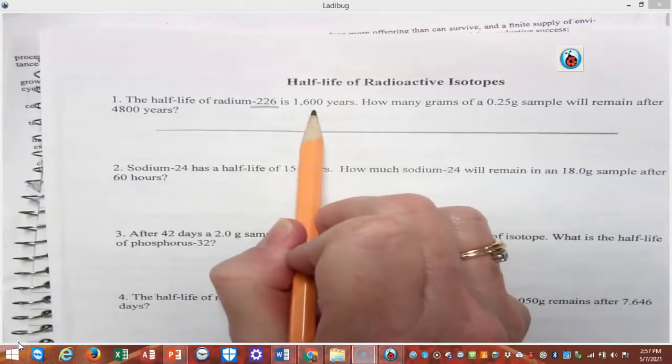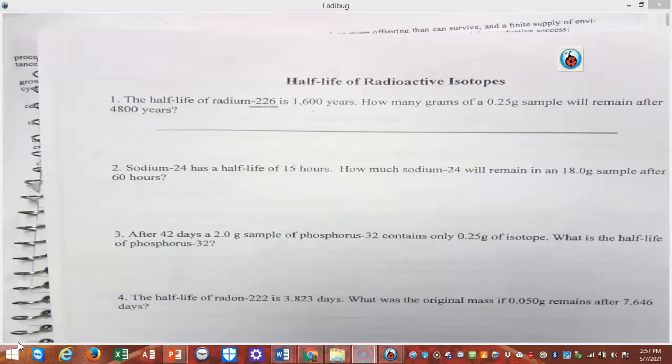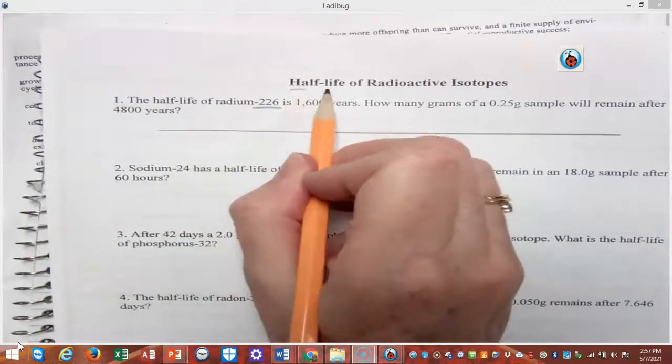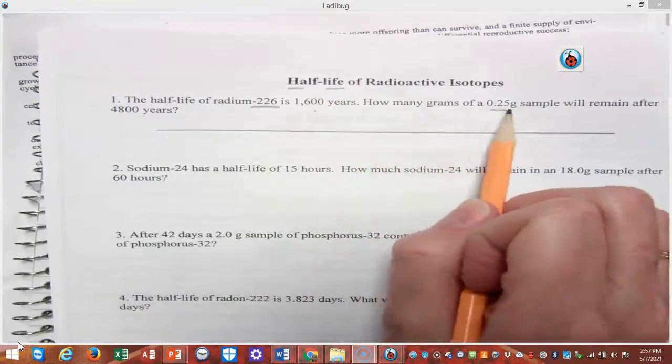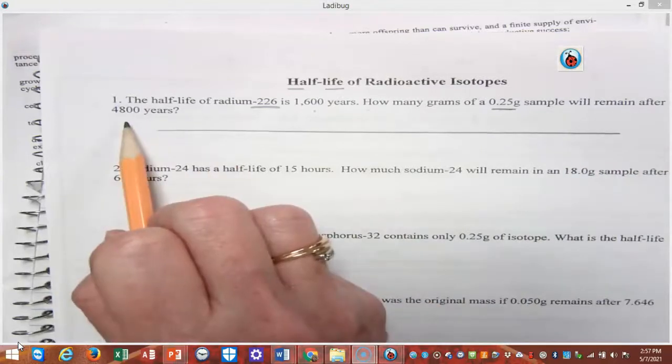So what does that mean? That means every 1600 years, half of my substance decays. That's what a half-life is. So the question is, how many grams of a 0.25 gram sample will remain after 4,800 years?